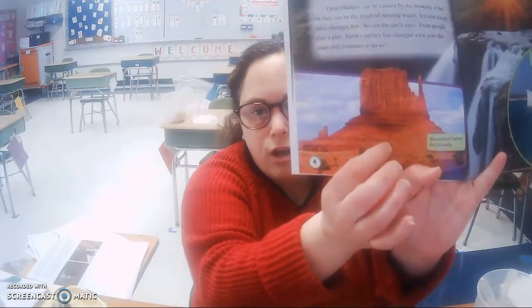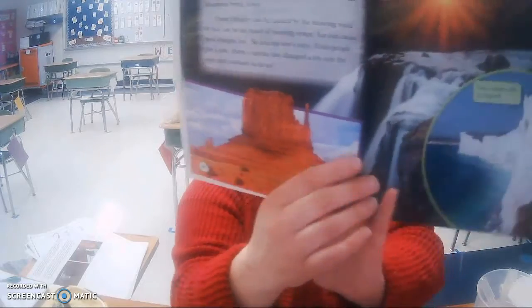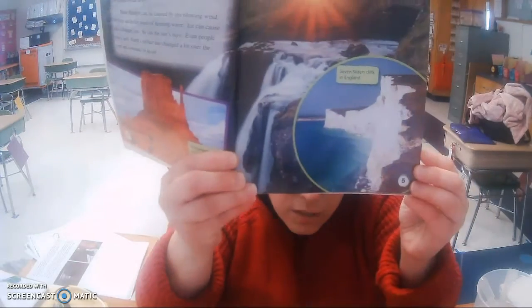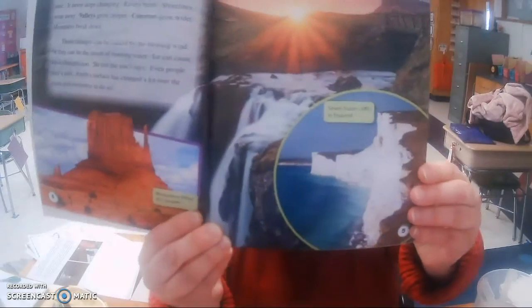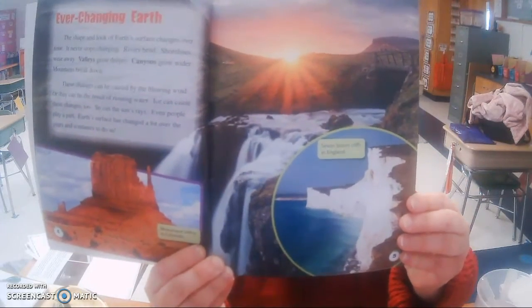This is a picture of Mount Valley in Colorado. And then over here, this is the Seven Sisters Cliffs in England. Pretty cool, isn't it?